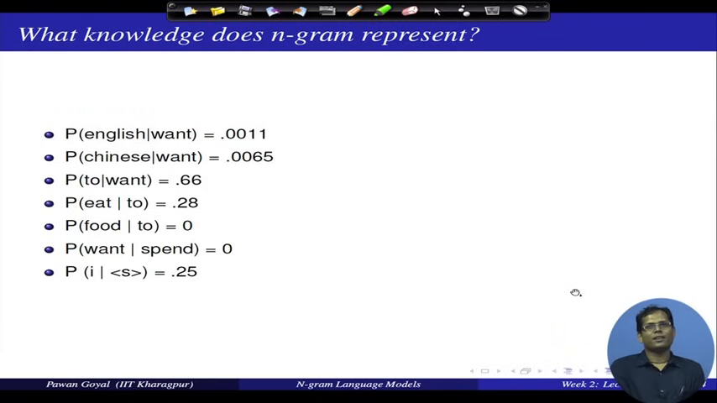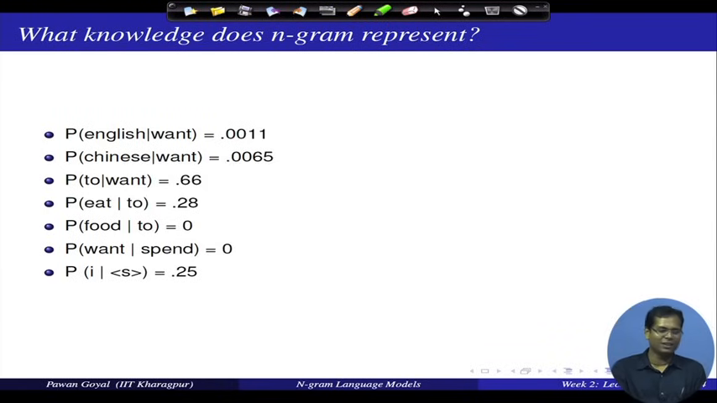So from this corpus, what does the knowledge of n-grams represent? These are some values. What do you try to infer from there? The probability of English given want is 0.0011, and the probability of Chinese given want is 0.0065. What does that tell? It tells that Chinese food is 6 times more popular than English food in whatever data it was taken from. The probability of to given want is 0.66, so to occurs a lot in that corpus after want.